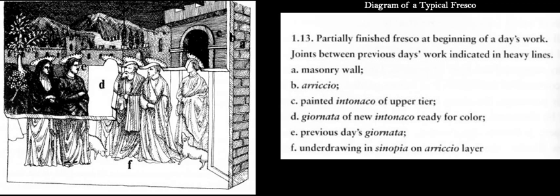Fresco buono, the true fresco, or fresco a secco, painting on dry plaster. So the first painting on wet plaster, the second painting on dry plaster. Fresco buono, good, true, wet plaster. Fresco a secco, dry plaster. Secco, from the Latin word secco, we get the word desiccate, which means to dry out. So you can paint on a dry plaster wall.